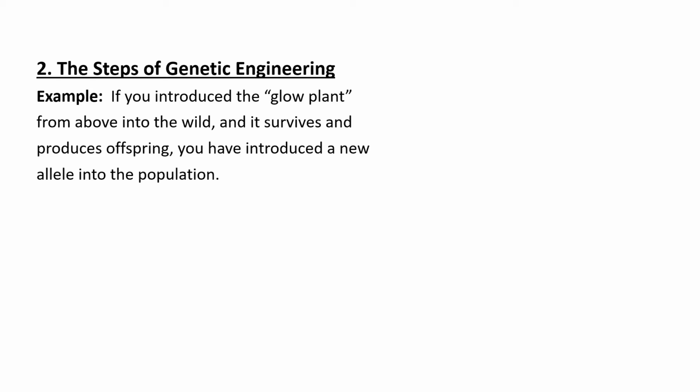So the steps of genetic engineering. There's basically 3 steps for genetic engineering. I guess this is going back to changing that allele frequency. So if you introduce the glow plant from above into the wild and it survives for its offspring, you've introduced a new allele into the population.